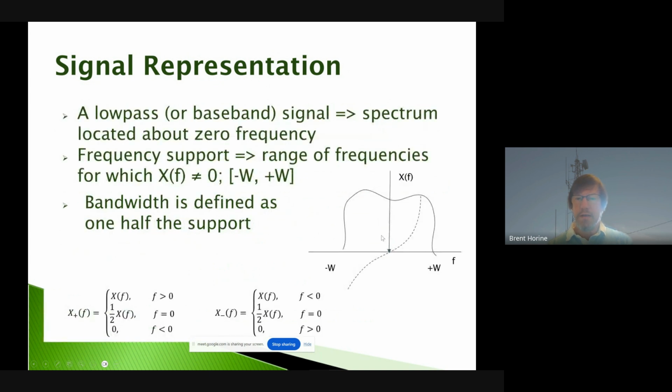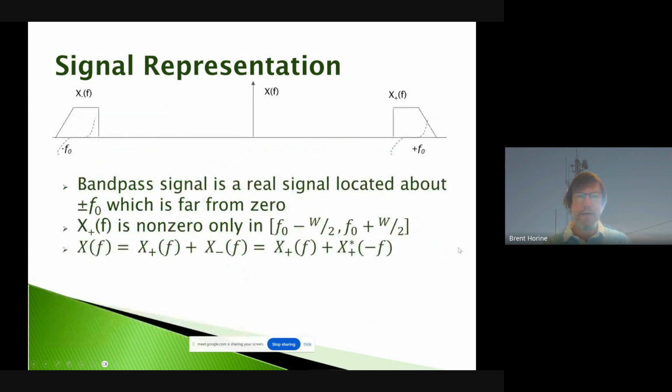And what we want is something like this, where all the energy is contained here in this low pass area, and we can just set our sampling frequency twice that and be happy, right?